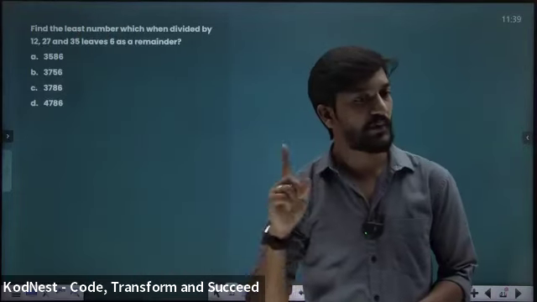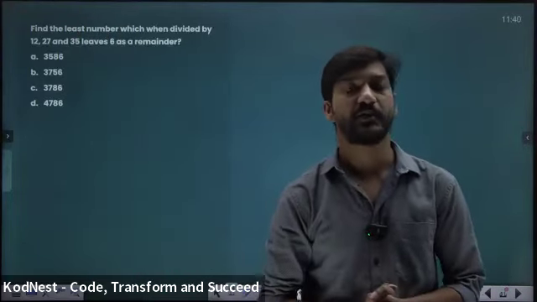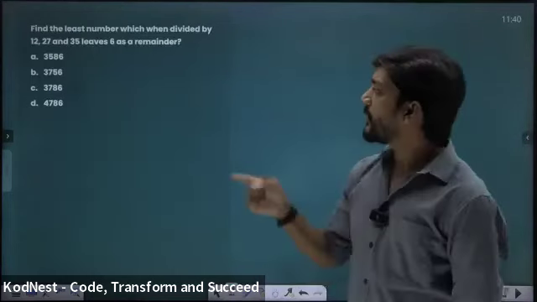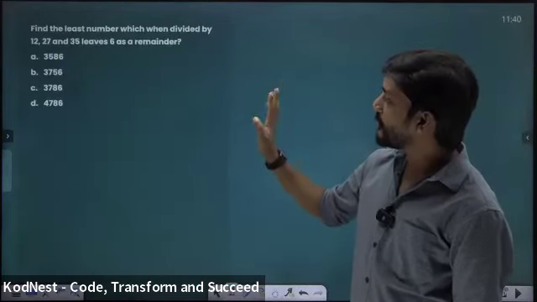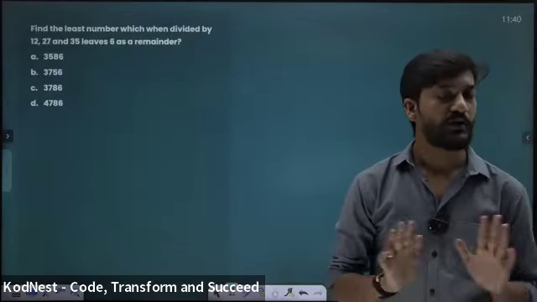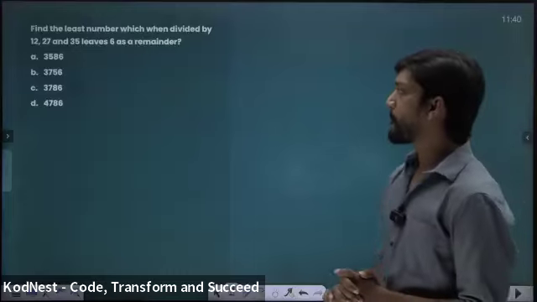So will you solve by the same approach? Will it work? Or is it the right approach now? That you are checking divisible by 12. Okay, no. Divisible by 27. Okay, no. No, you will not check.